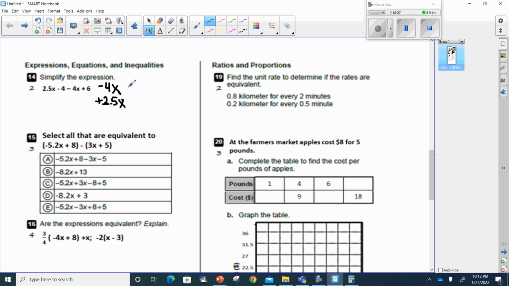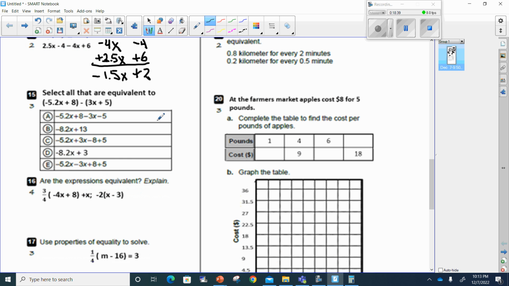As far as numbers go, we've got negative 4 and we have plus 6. These are our like terms. Well, 6 minus 4, that's going to be 2. And let's see, negative 4 plus 2.5. Well, when my signs are different, I find the difference. So 4 minus 2.5 is 1.5. My x stays here, and I keep the sign of the bigger number. So it's a negative 1.5x plus 2.